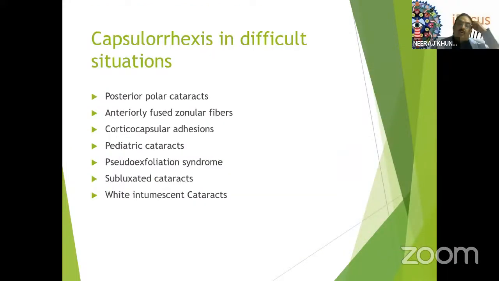So now coming to capsulorhexis in difficult situations. There are various types of cataracts like posterior polar cataract, anteriorly fused zonular fibers, corticocapsular adhesions, pediatric cataract, pseudoexfoliation syndrome, subluxated cataract, and in the end, and most important, white intumescent cataracts. So we'll be dealing with them one by one.